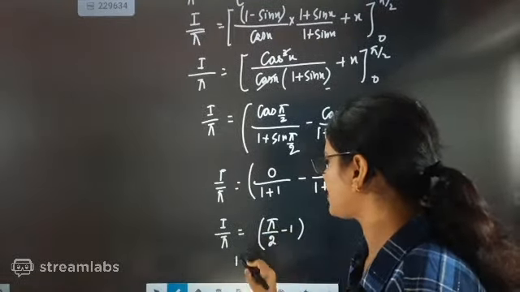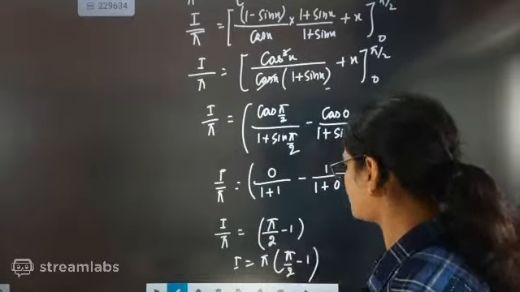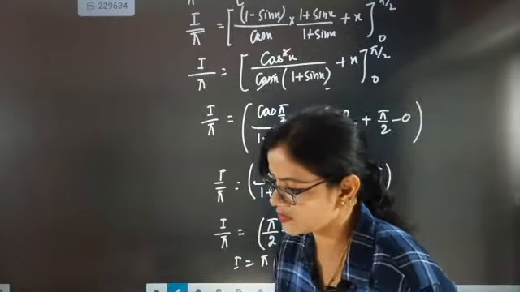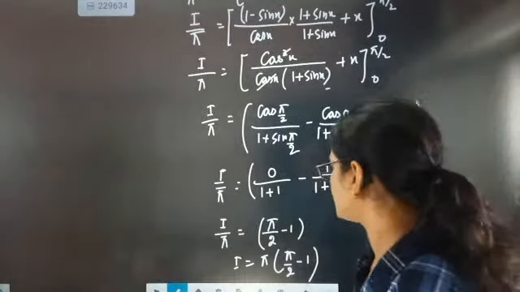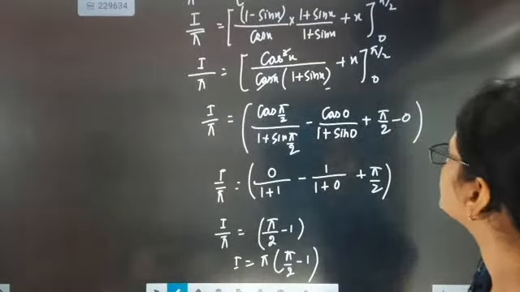So now shift this pi to that side. It is coming as pi by 2 minus 1. So this is going to be your answer: pi by 2 minus 1. Check it if you have missed something.